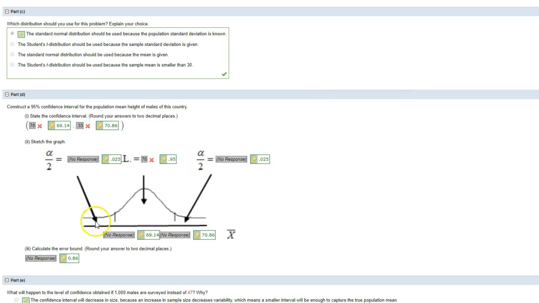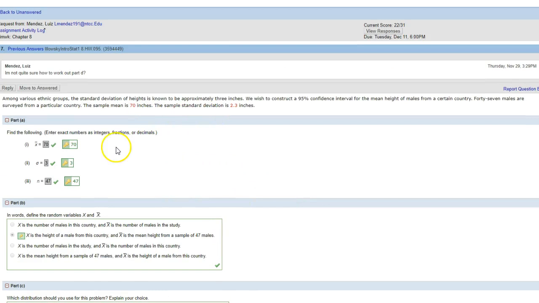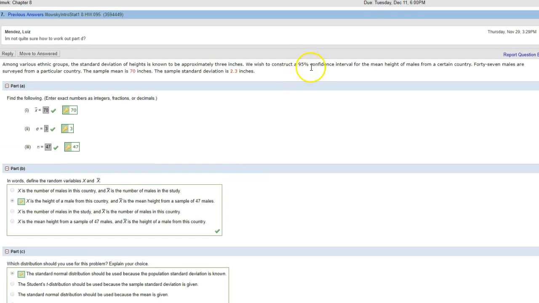And in order to sketch the graph, remember what alpha is. Well, if it's a 95% confidence interval, then our alpha is 5%, or 0.05. We divide it by 2, and I get 0.025. Okay, and the confidence level is 0.95, which was given to us in our question, because it was asking for a 95% confidence interval.